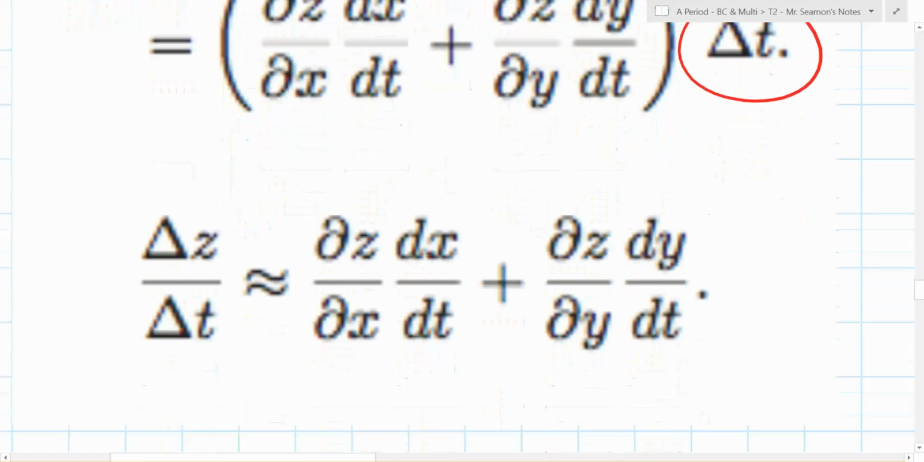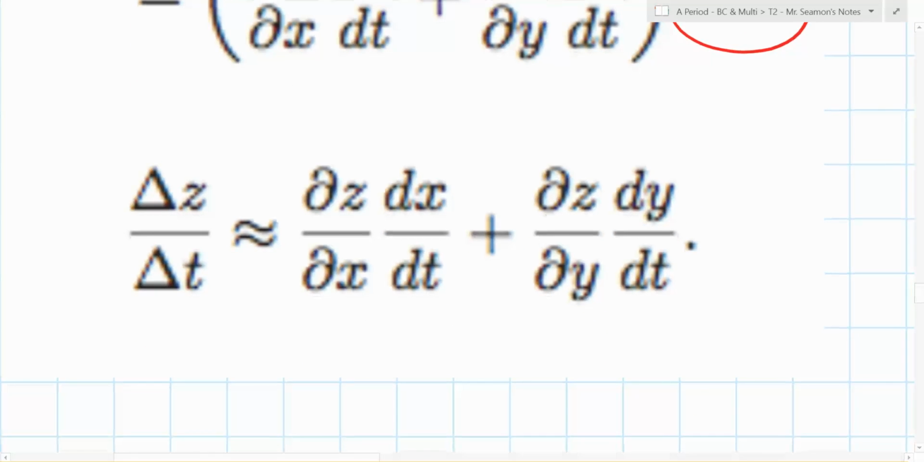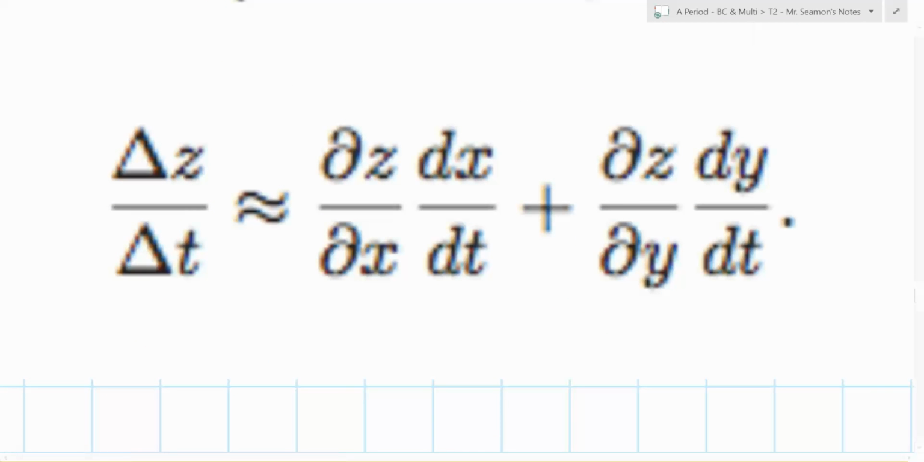Delta t. Well, you could divide by anything, right? But what do we now have? This is what we have. What is so super cool about this? We now have delta z with respect to t. This is dz/dt written in terms of partial z/partial x, dx/dt, partial z/partial y, dy/dt.